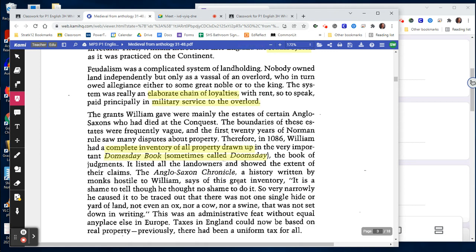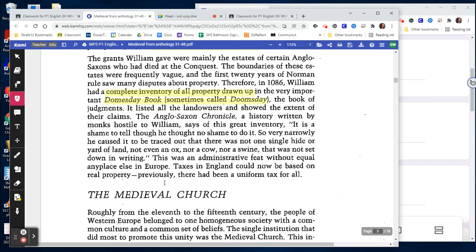The Anglo-Saxon Chronicle, a history written by monks hostile to William, says of this great inventory, "It is a shame to tell, though he thought no shame to do it. So very narrowly he caused it to be traced out that there was not one single hide or yard of land, not even an ox, nor a cow, nor a swine, that was not set down in writing." This was an administrative feat without equal any place in Europe. Taxes in England could now be based on real property. Previously, they had been a uniform tax for all.